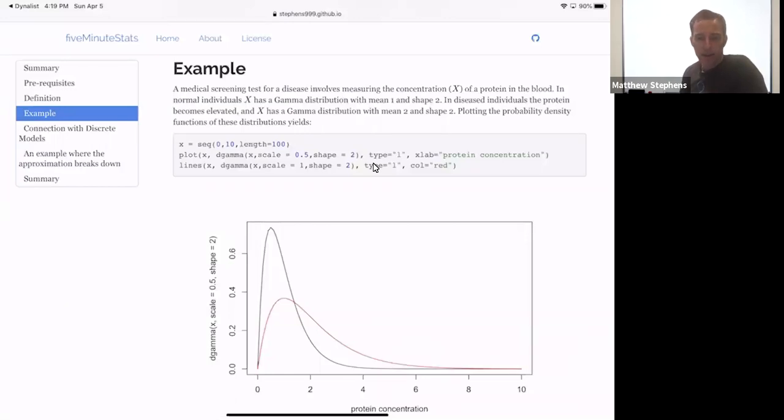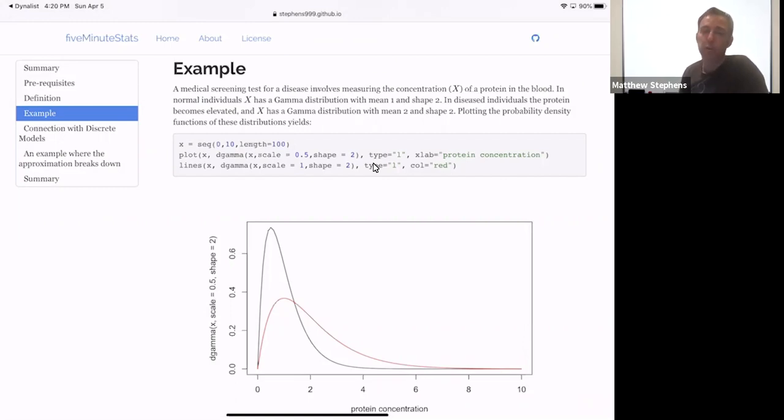And then in diseased individuals, the protein tends to be elevated, so it has a gamma distribution with a larger mean, and that's the red line there. So those are the two models, if you like, that we're trying to compare. We've got the disease model and the normal model. And then given a data observation, we're going to ask the question, do the data support the individual being diseased or normal? And we're going to measure that using a likelihood ratio.